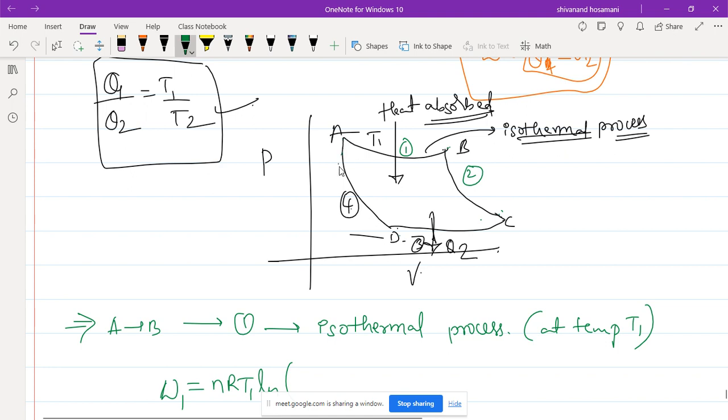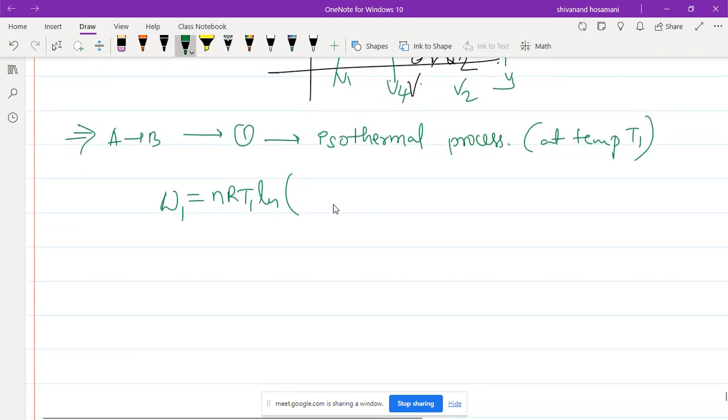If I call this point A, take the V1 value from here, this is the V2 value, this is the V3 value, and this one is the V4 value. Correct? Similarly, P1 and P2 can be defined, so here P1, P2, P3, P4. So the work done in an isothermal process is given by nRT1 ln of V2 divided by V1. You can also write that as P1 by P2 if you don't know it universally.